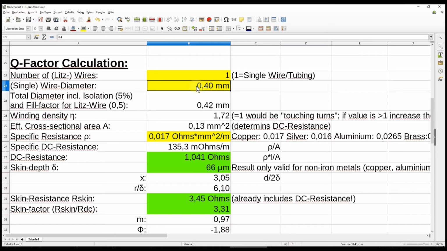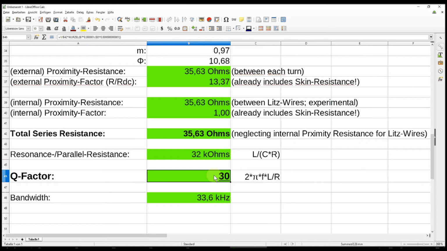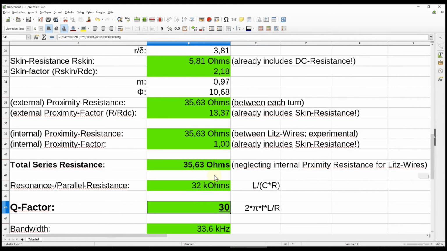In fact, to give a true comparison, we even would have to use 0.25 millimeter, and there we are already at 2.6 ohms DC resistance. That's quite near what we measured for our real coil, and 5.8 ohms as a skin resistance. So we take a look at, and here you can see the Q factor is ruined down to a value of only 30 just by the SkinEffect.